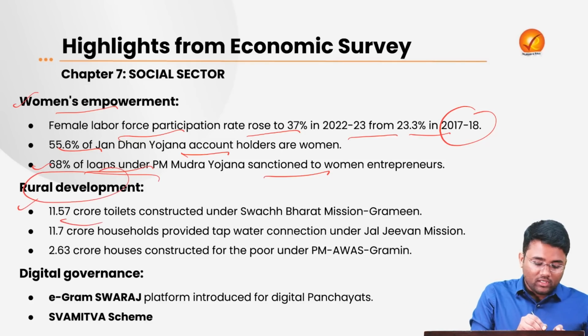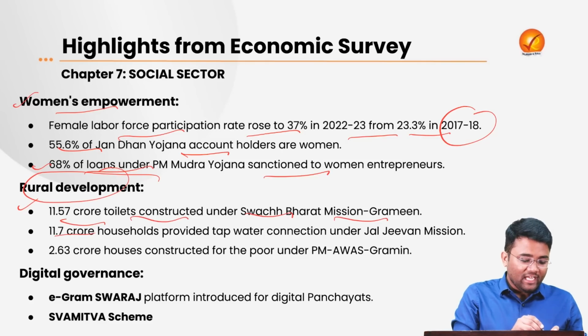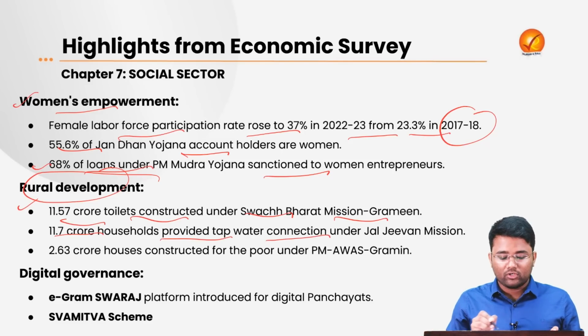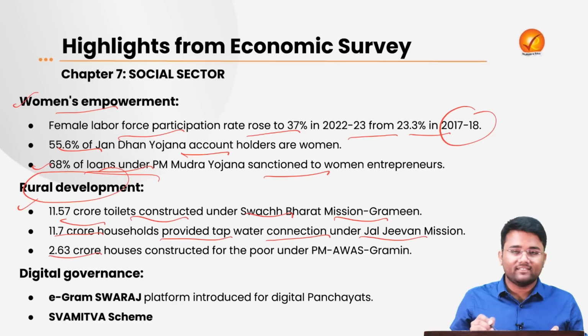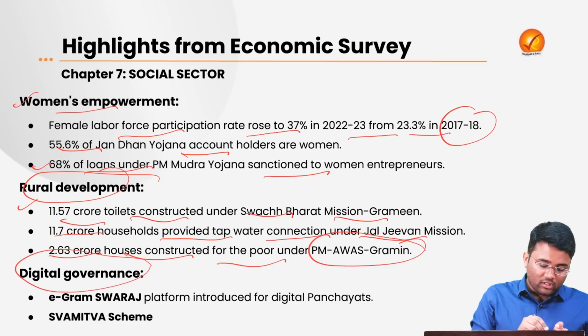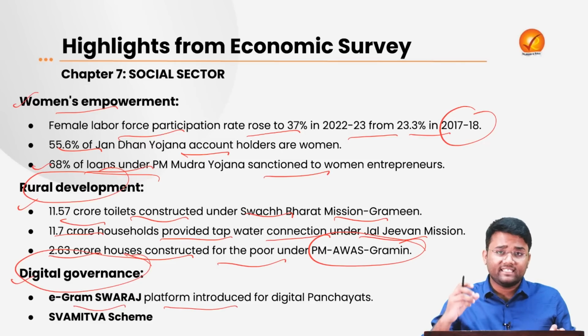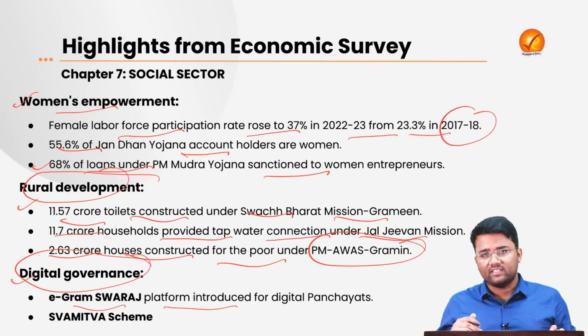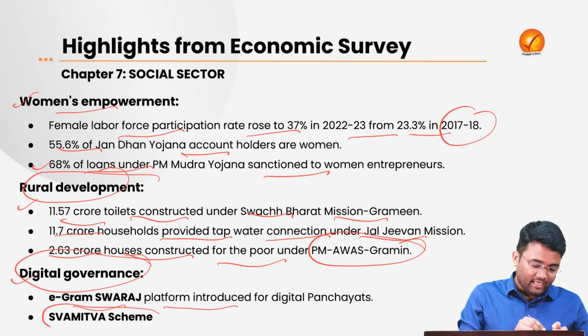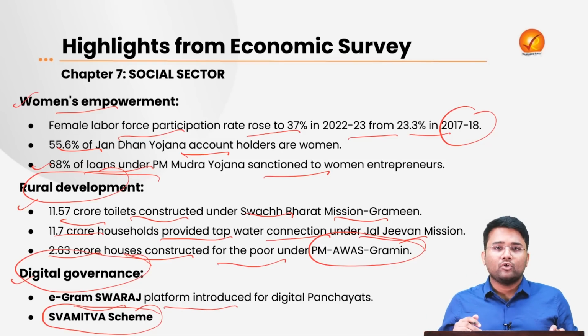Then if we talk about rural development, 11.57 crore toilets were constructed under the Swachh Bharat Mission Gramin, 11.7 crore households were provided tap water connections under the Jal Jeevan Mission, and 2.63 crore houses were constructed for the poor under the PM Awas Gramin. If we talk about digital governance, the e-Gram Swaraj platform has been introduced for the digitization of panchayats, connecting them with proper internet and providing proper infrastructure like computers. Then there is also the SVAMITVA scheme, which has been mapping rural lands properly to reduce litigation.